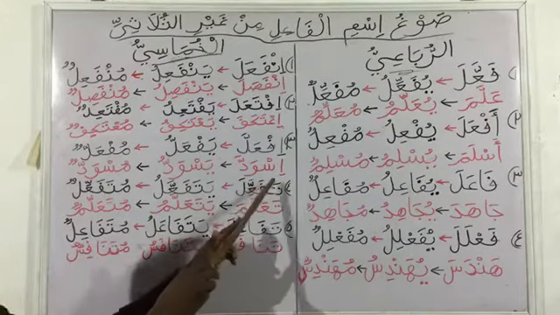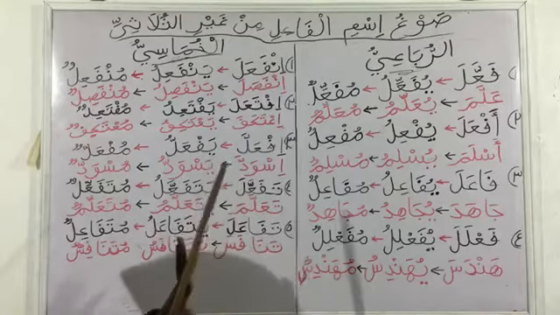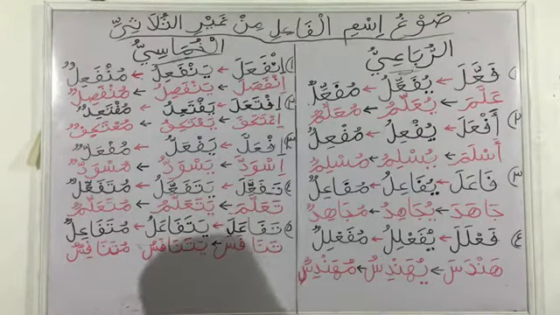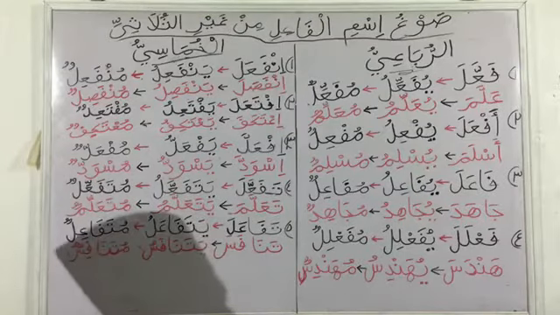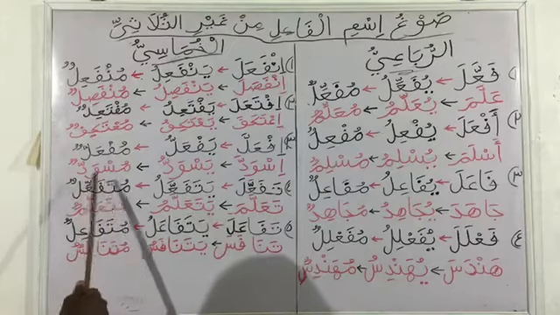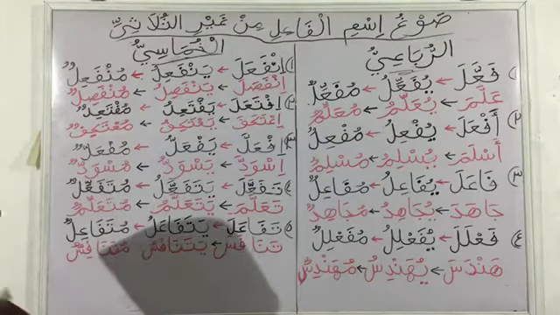So an example here is what? Iswadda. So this iswadda, it means that what? It's turned black. It is turning black, or it turns black. Then when it becomes Ismul Faail, it is what? Muswaddun, something that has turned black.